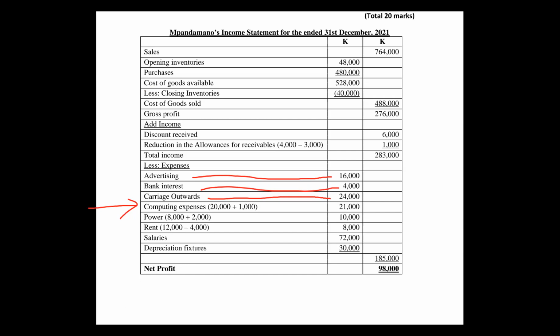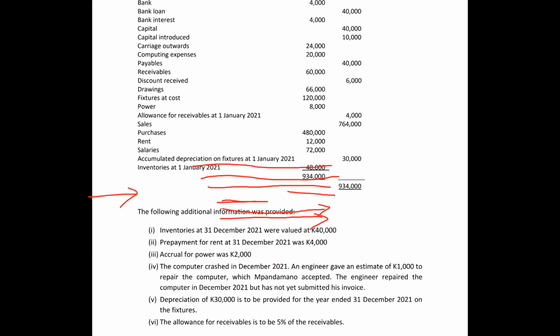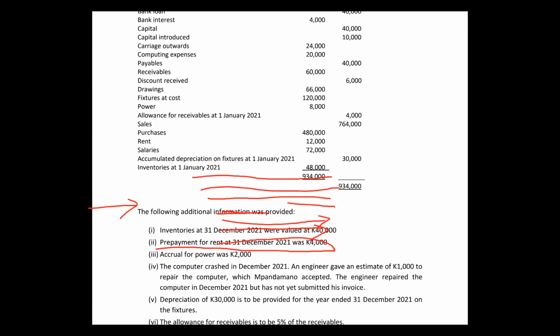So the computing expenses, remember they had an accrual of that 1,000 where that guy had not yet received the invoice, that's why you have 21,000. Then the power had an accrual as well, 2,000. Then there was a prepayment for rent, according to the adjustments that we made. So rent was paid in advance. That's what prepayment for rent is. So that's why you subtract this. Our total rent is here, 12,000.